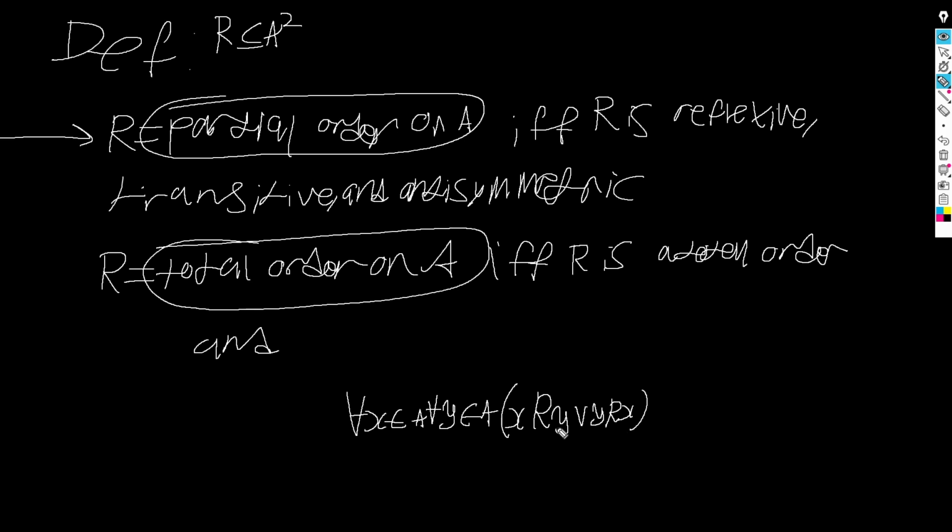And in general, if you let A be any set, R be any relation on that set, then R is a partial order on A if and only if R is reflexive, transitive, and antisymmetric, and R is a total order on A if and only if R is a partial order, and for all x and y in A, either x is R related to y or y is R related to x.